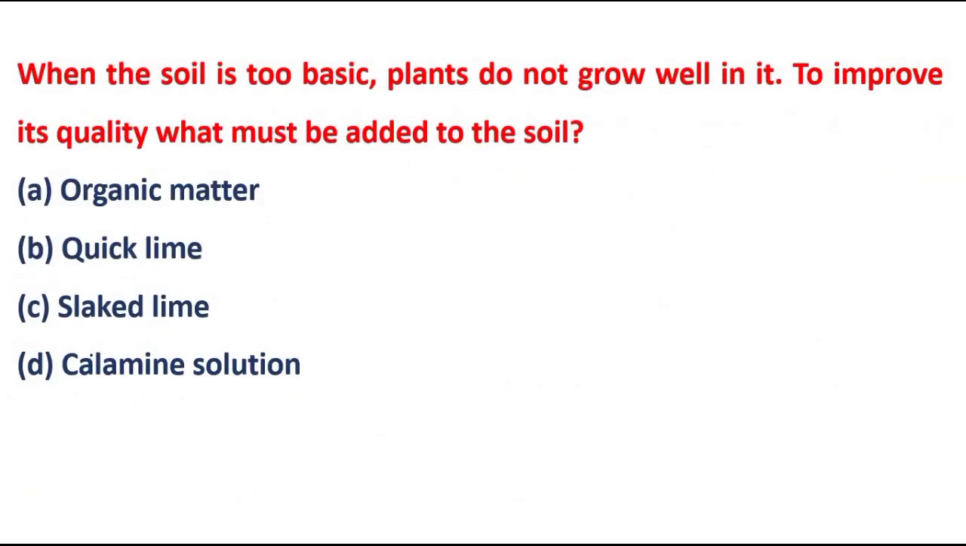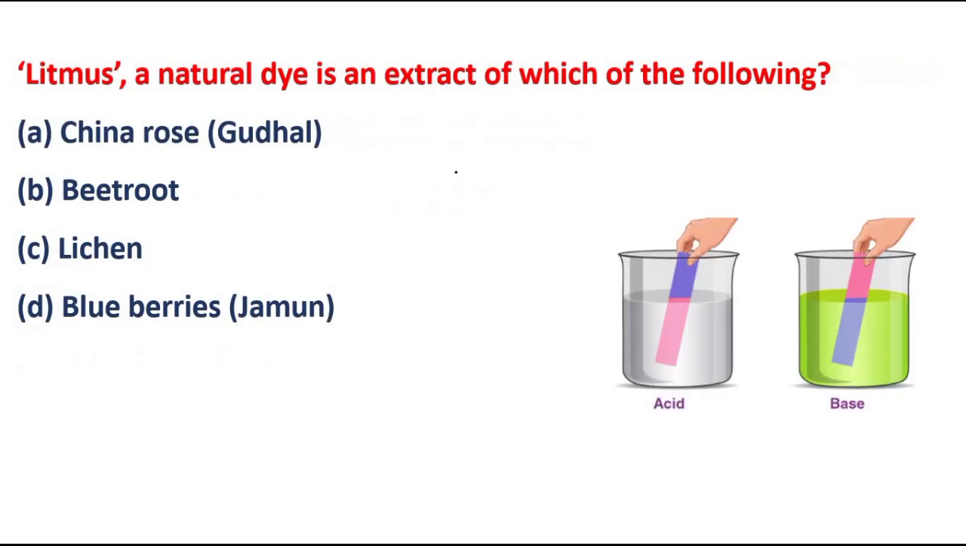When the soil is too basic, plants do not grow well in it. To improve its quality, what must be added to the soil? We know that we should add acidic content to the soil so that neutralization will happen so that we can grow healthy plants. We should add organic matter because organic matter releases acid into the soil so that we can grow the plants healthily, because we know that the neutralization process is very much required in this case, because acid and base react and they nullify each other.